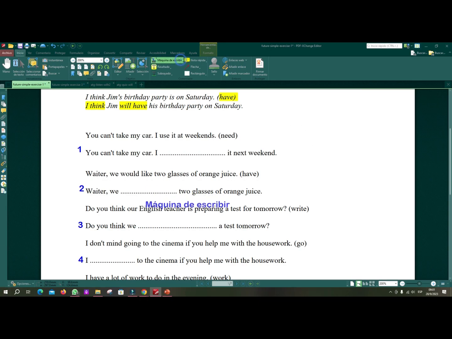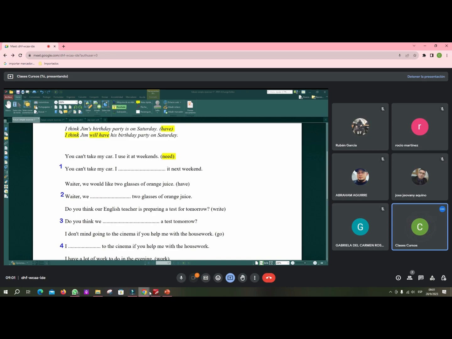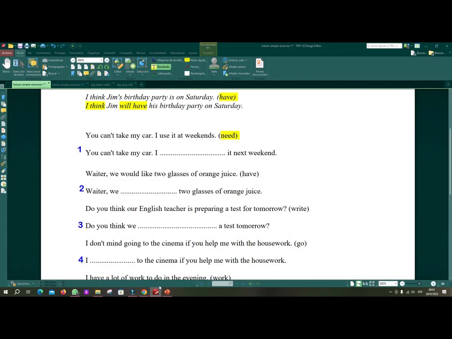Yes? For example, the number one, you can't take my car. I use it at weekends. So here you have need, right? So in that case, you have you can't take my car. So in this case, I will need it next weekend, right? So you can take my car. I use it at weekend. So you can take my car. I will need it next weekend, right? So you're going to use the verb between parentheses and complete those sentences. All of them are affirmative ones.